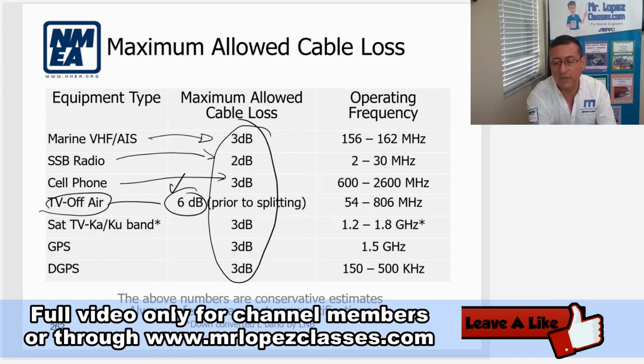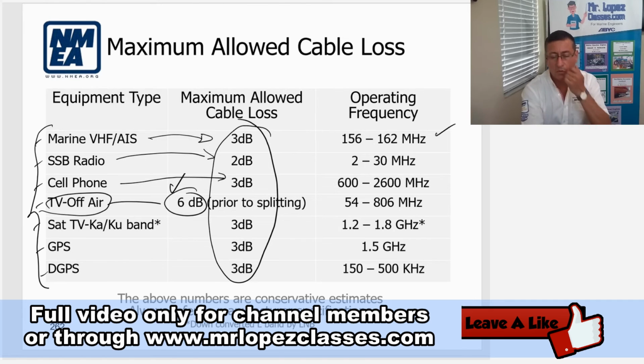And those are the frequencies where each of those equipments operates. This is an important table. Try to keep this table because there are two NEMA questions on the training exam.